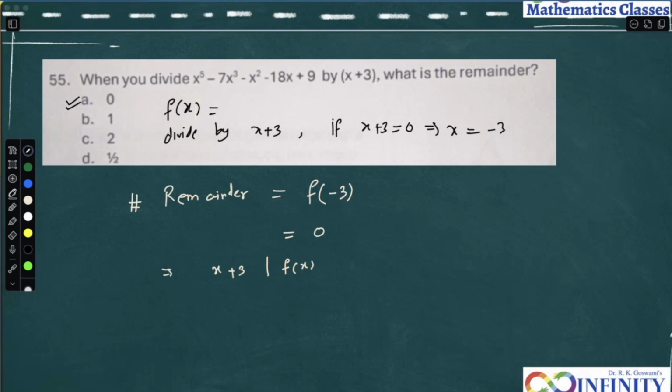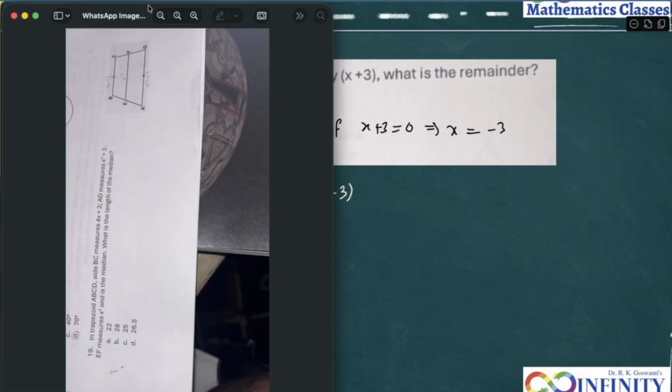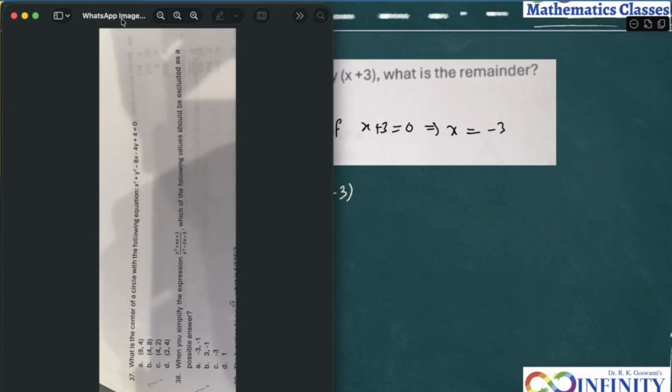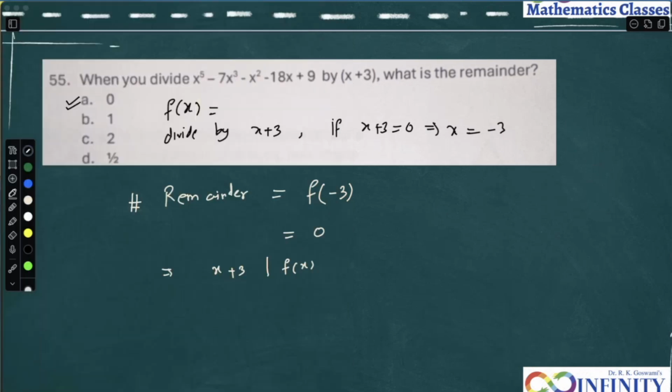Okay, so this is the problem. Let us go for the next. Give me a second. Okay, yeah, this is the next one. There are question number 37 and 38 both. Okay.